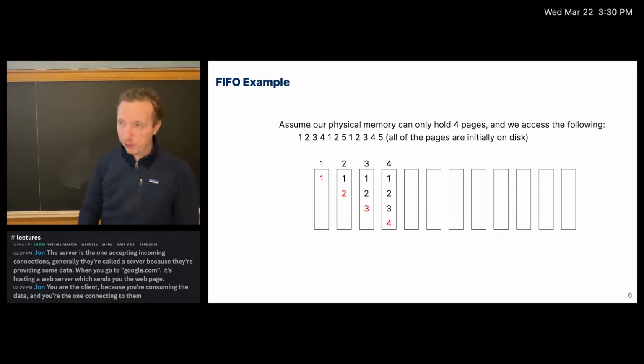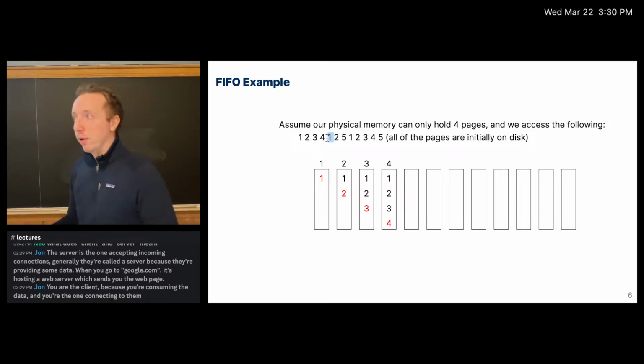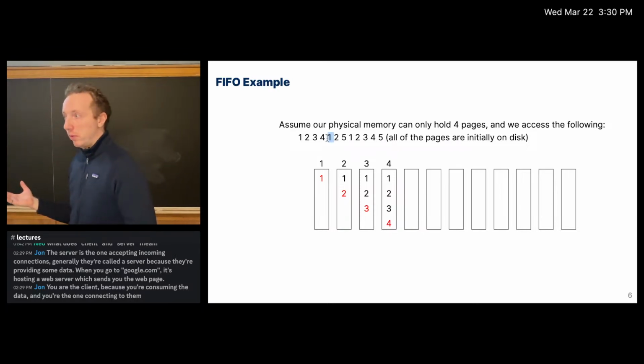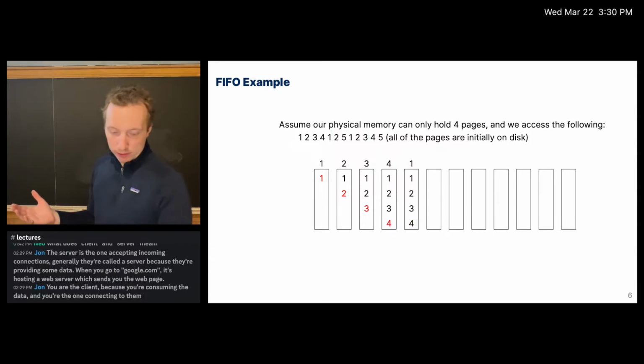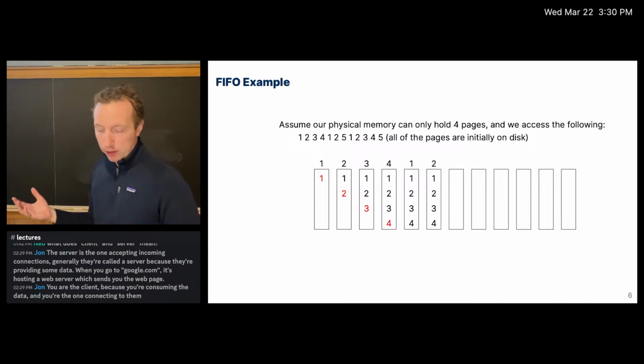Okay, so the next access is going to follow the same suit as optimal. We're accessing page 1, already in memory, no problem, already there. Our next access, page 2, already in memory, no problem, already there.